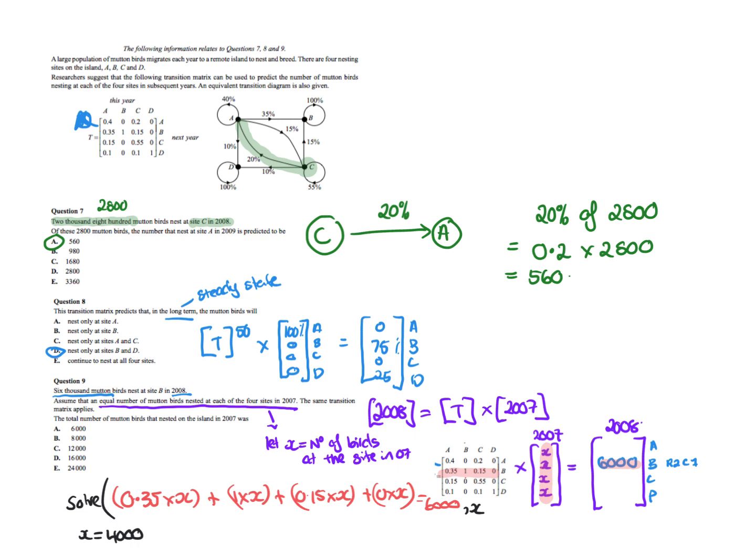So if x equals 4,000, they want the total number. That means I had 4,000 at each of those 4 sites. So 4,000 times 4 is 16,000, okay?